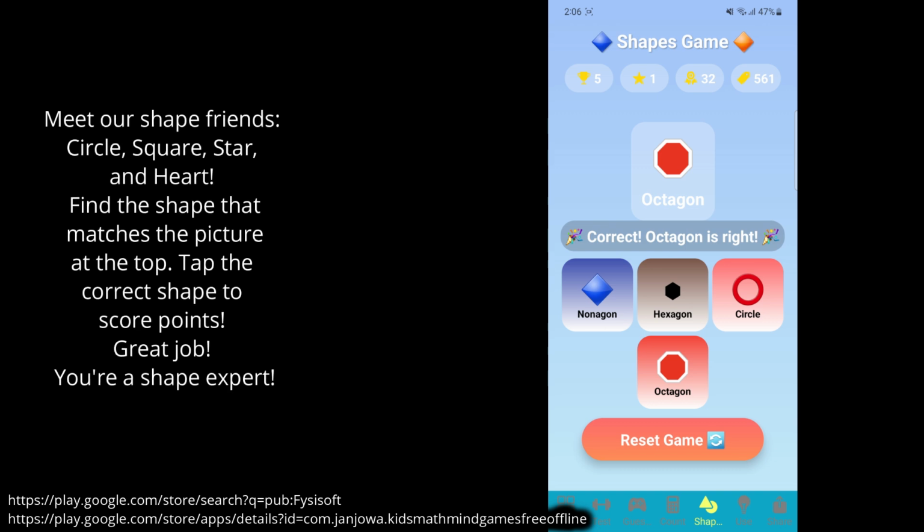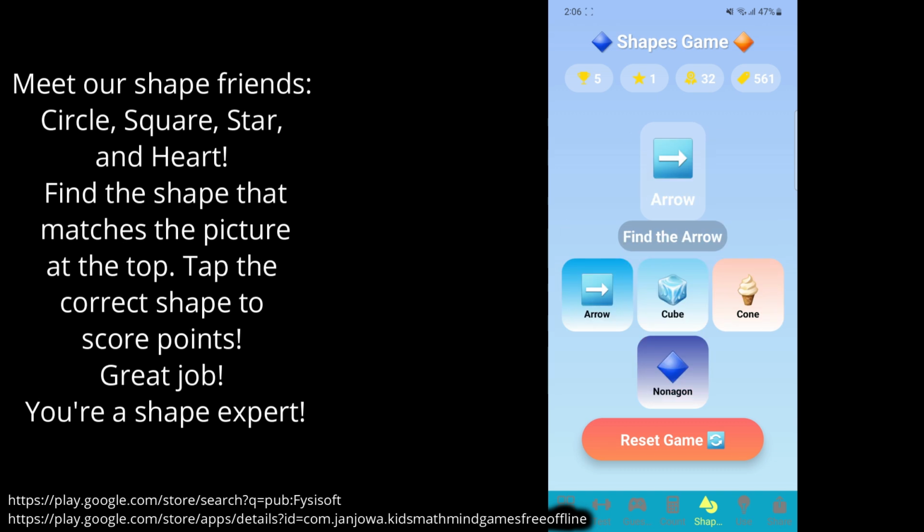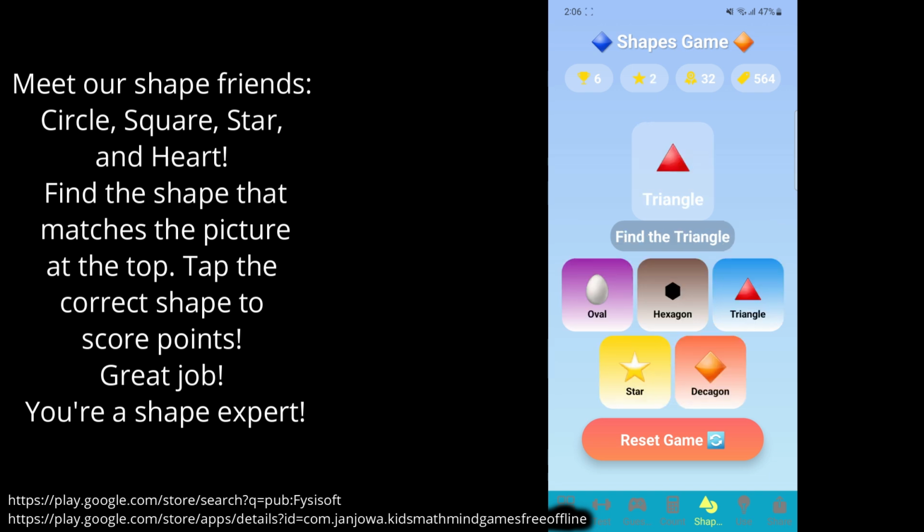Meet our shape friends. You found the circle, octagon, square, star, and heart. Great job. Find the shape that matches the picture at the top. Look for the triangle. Tap the correct shape to score a point. Great job. You're a shape expert. You found the triangle.